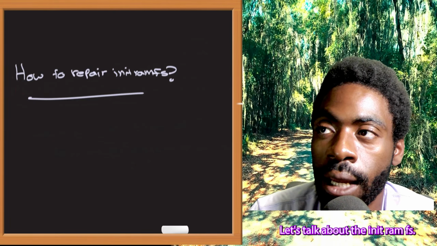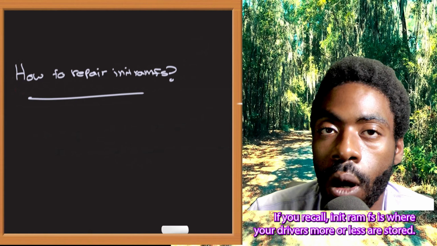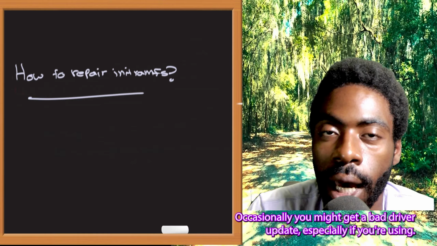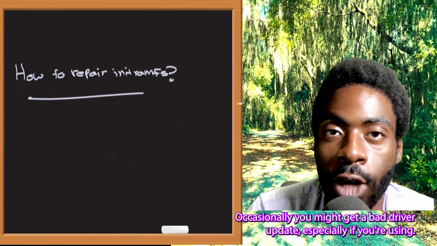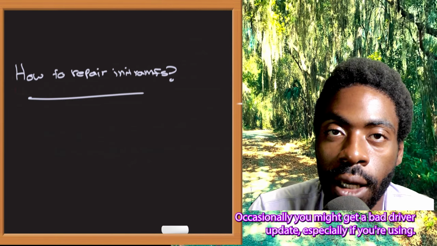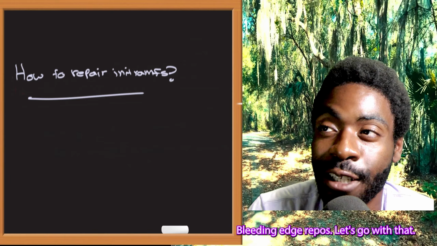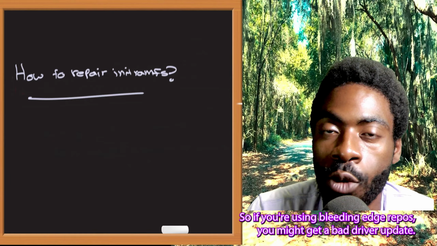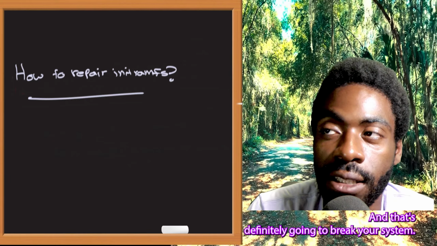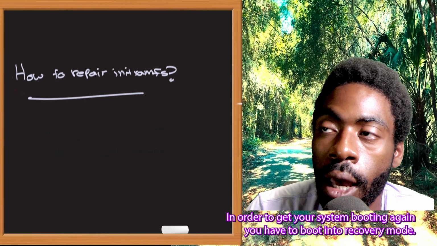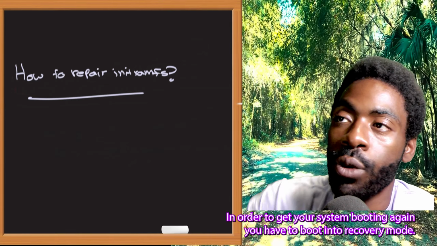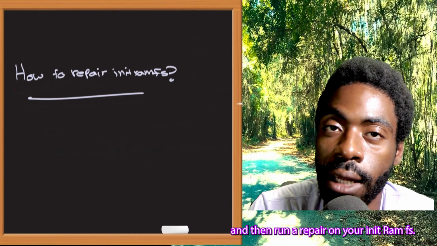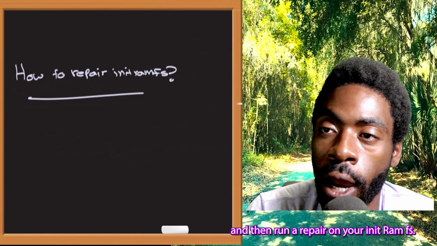Let's talk about the initramfs. If you recall, initramfs is where your drivers more or less are stored. Occasionally, you might get a bad driver update, especially if you're using bleeding edge repos. Let's go with that. That's a good term. So if you're using bleeding edge repos, you might get a bad driver update, and that's definitely going to break your system. In order to get your system booting again, you have to boot into recovery mode, and then from recovery mode, mount the file system, and then run a repair on your initramfs.